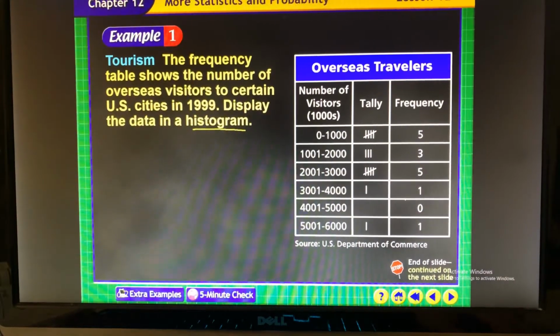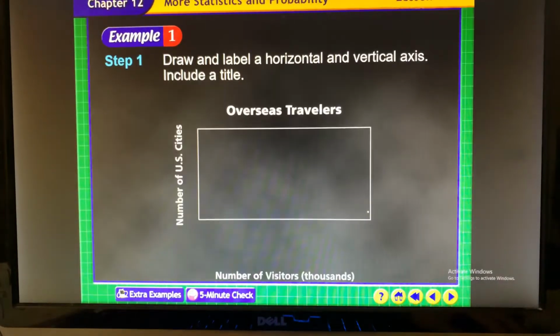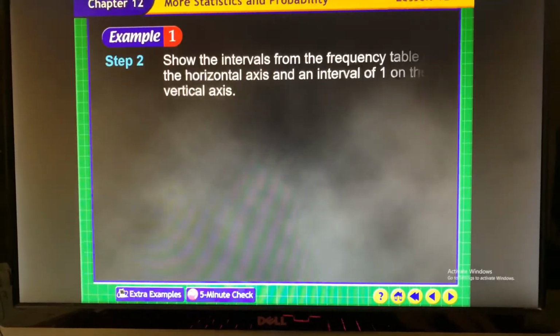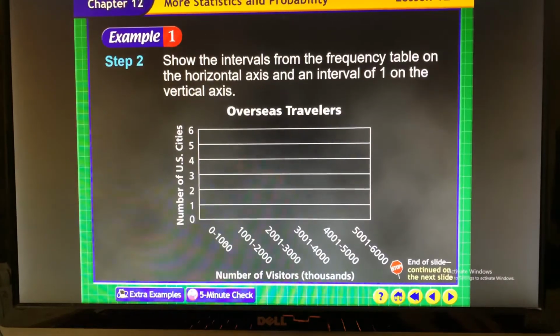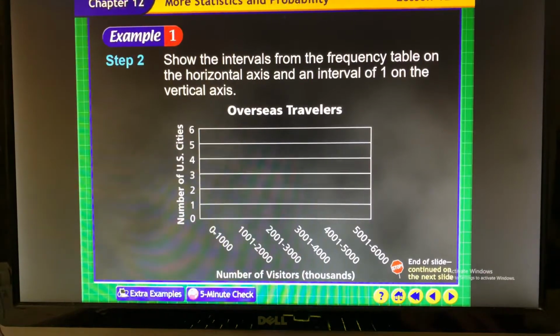Now you're going to build a histogram based on this information. A histogram is like a bar graph. You have your x-axis and your y-axis. Never forget your title. On the x-axis is the number of visitors, and on the y-axis is the number of cities. When you graph it, you have your intervals. That's a major difference from a bar graph, because a bar graph just graphs amounts, not intervals.